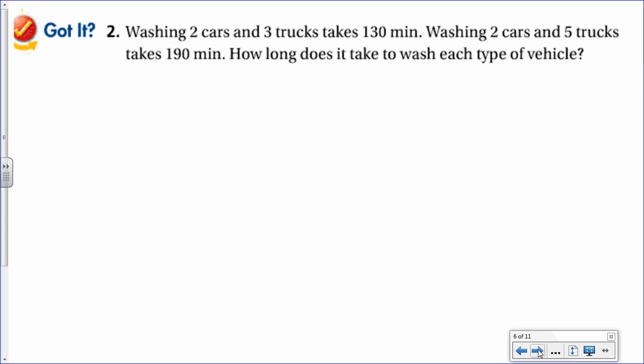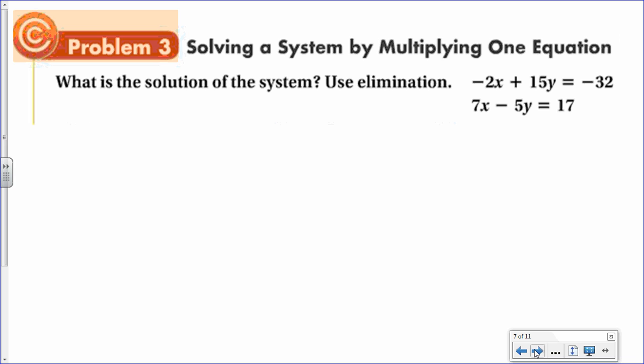Okay, we'll skip the word problem for now. During class, we will go back to the word problems. All right, now this one's just a step up from the other problems.